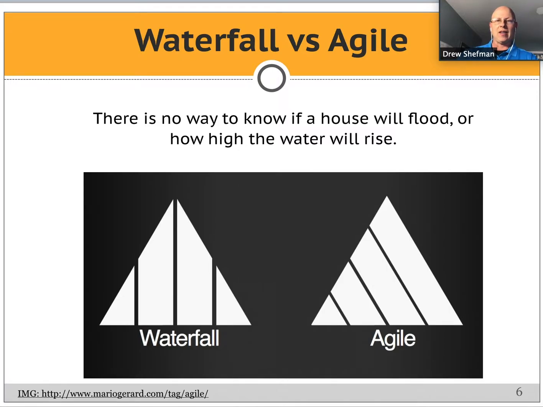Now, in terms of our metaphor, there's no way to know if a house will flood or how high the water will rise. And when I'm talking about flooding in this case, I'm talking about rising water, not a storm surge or tidal wave or dam release or anything like that, but where you have some time that you know that flooding might happen. But before I move on, I want to talk about these two pictures, these two triangles.